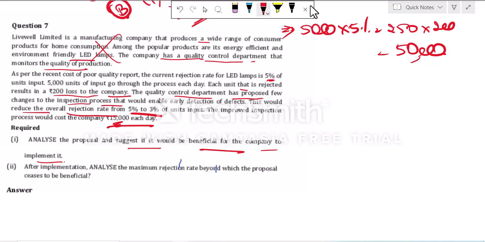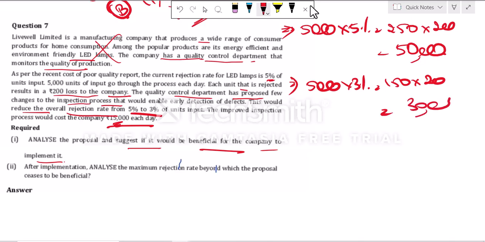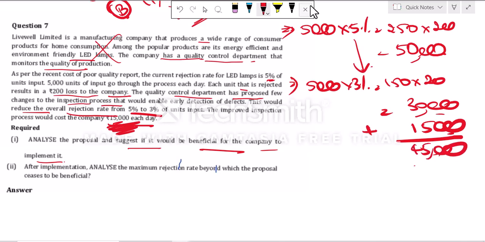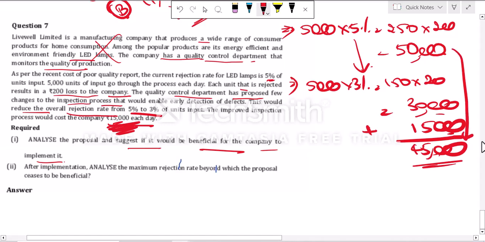And if we adopt the new policy, then what will be the cost? 5,000 into 3%, 5,000 into 3%, 150 into 200, that is 30,000, plus 15,000. See here, this 15,000 is there, no? Why did 5% get reduced to 3%? Because of this 15,000, so we have to add that 15,000. So 45,000. Difference between these two.